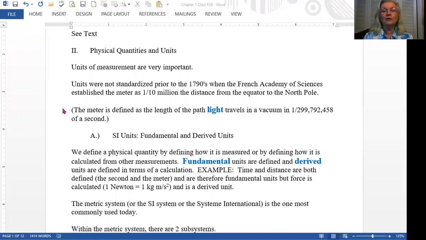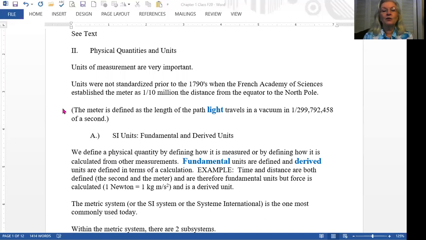So prior to the French Revolution, measurement systems were colorful. An inch was the distance between the two joints on your thumb. A yard was the distance between your nose and your outstretched arm. Your foot was a foot. So you sort of carried your own measuring devices with you.